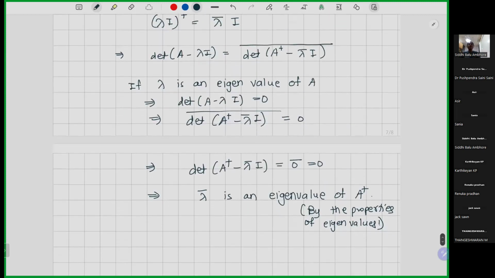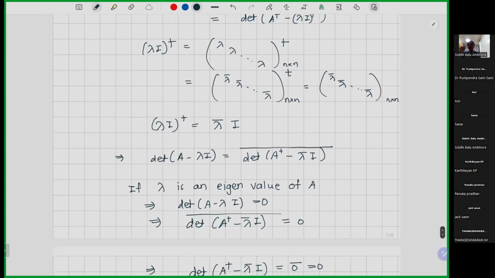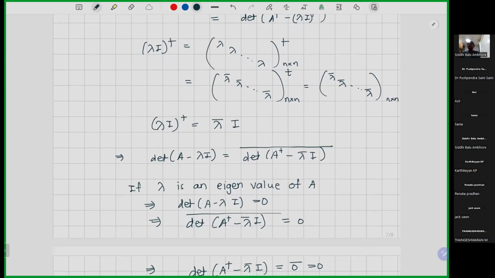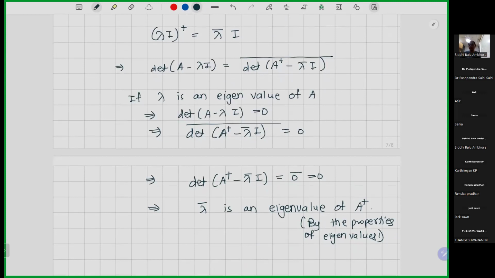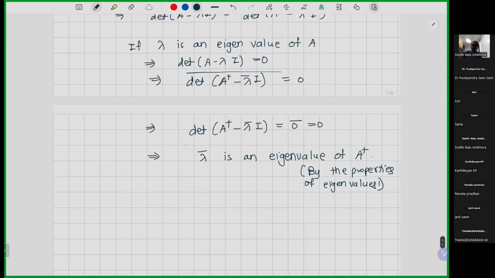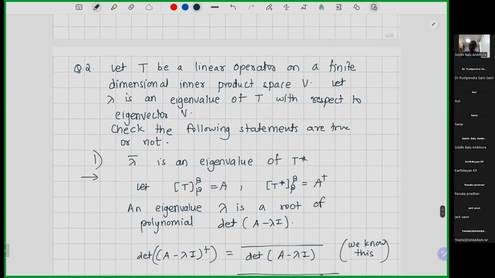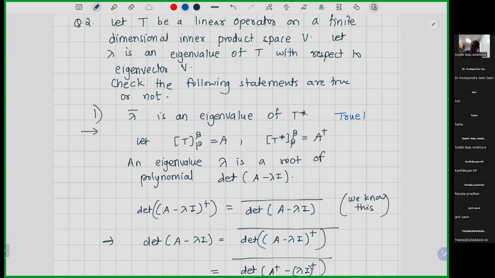Is it okay? We started with the eigenvalue lambda. First, we simplified how the determinant of A minus lambda I and the determinant of A conjugate transpose minus lambda bar I are related. Then we saw how the implications lead to what we need. Lambda is an eigenvalue of A, so this determinant is 0. Then this determinant is 0, and by definition this gives us that lambda bar is an eigenvalue of A conjugate transpose. So that's why this statement is true: if lambda is an eigenvalue of T, then lambda bar is an eigenvalue of T star, that is, the conjugate of lambda is an eigenvalue of the adjoint of T. Is it okay? If there are any doubts about this calculation.